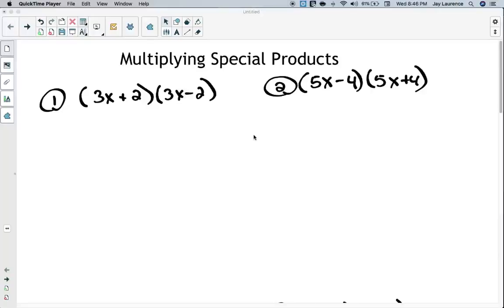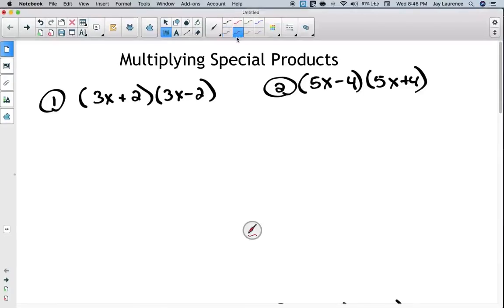Hello, algebra students. Mr. Lawrence here, and we are continuing yesterday's lesson. Remember, yesterday we learned how to double distribute. We're going to be doing very much the same thing, but if you pay attention very closely, I'm going to make your life easier. Today's topic is multiplying special products.